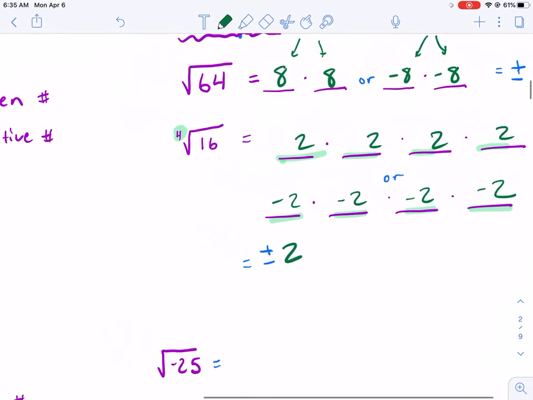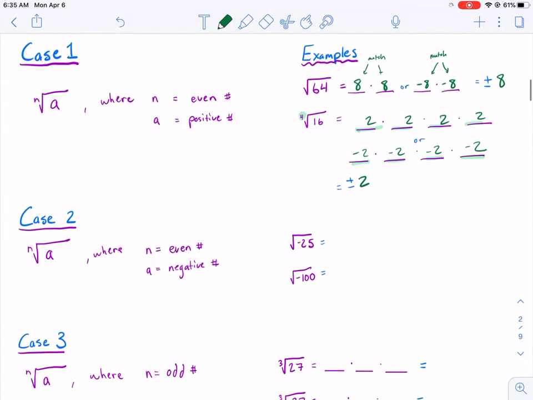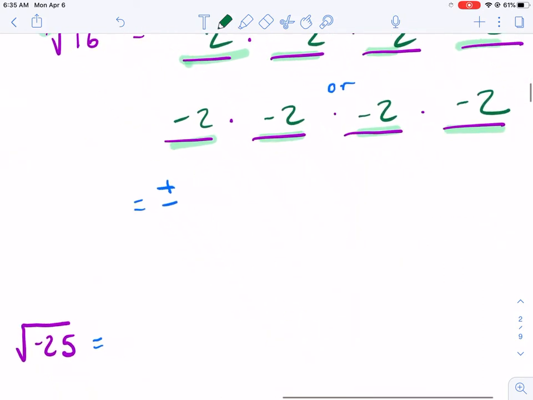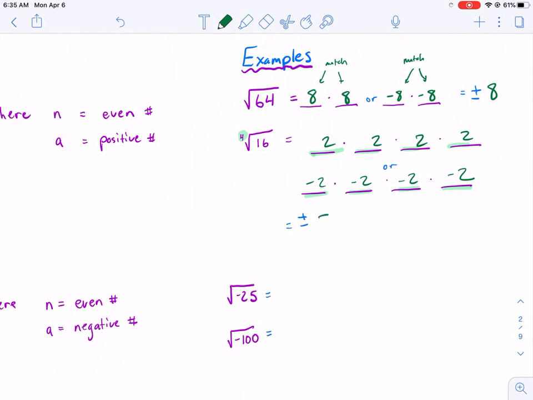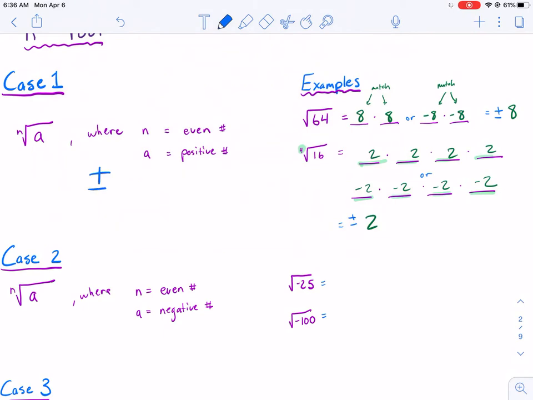Therefore, plus or minus 2. So anytime the nth root is even and it's a positive number underneath the radical, then we're talking about using plus or minus 2. Okay, so think plus or minus here.